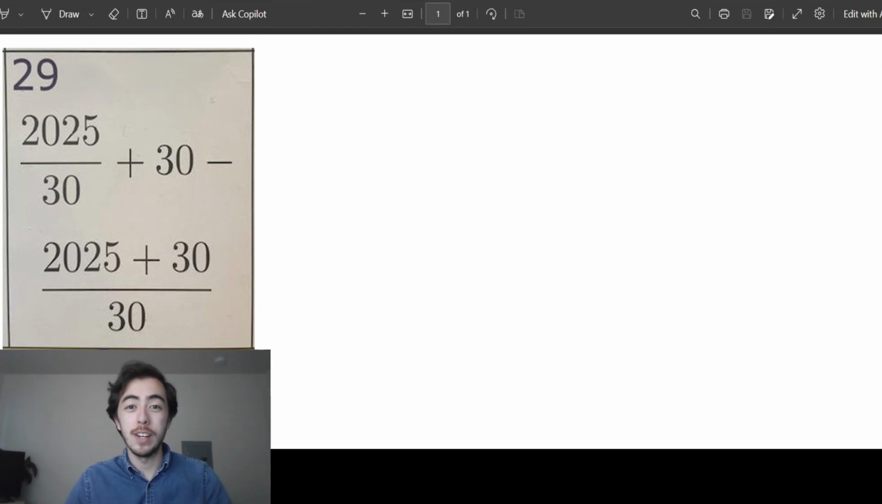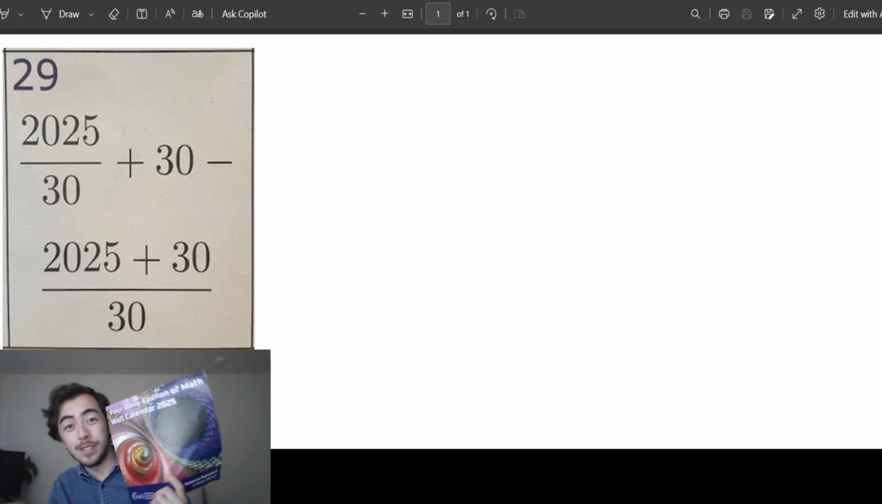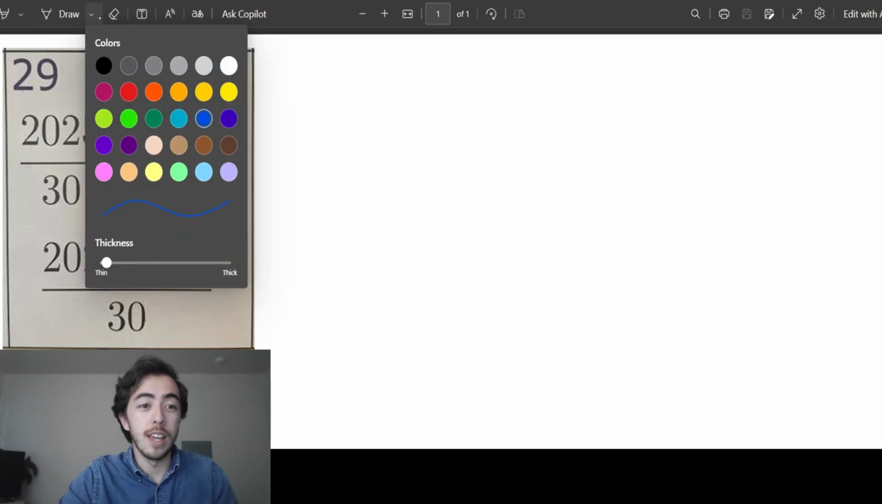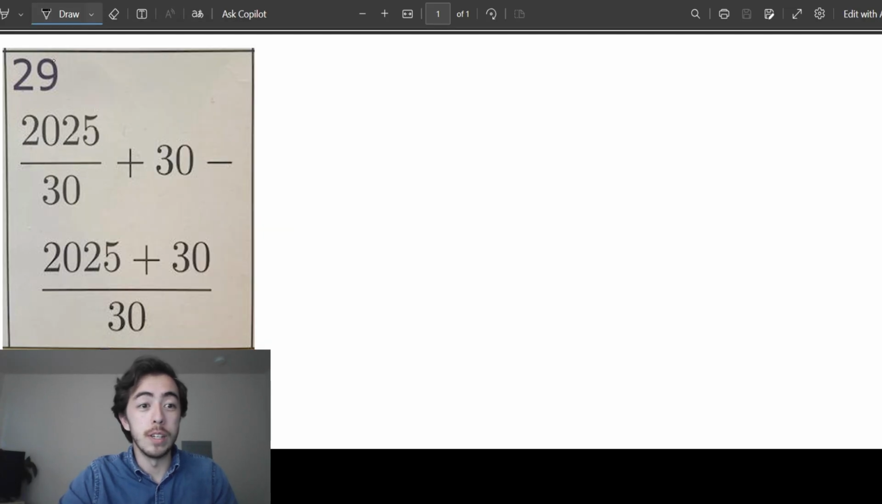Today is August 29th, and this is problem number 241 from the Daily Epsilon calendar. And we're going to solve it together today. And since today's the 29th, the answer to today's problem should be 29.